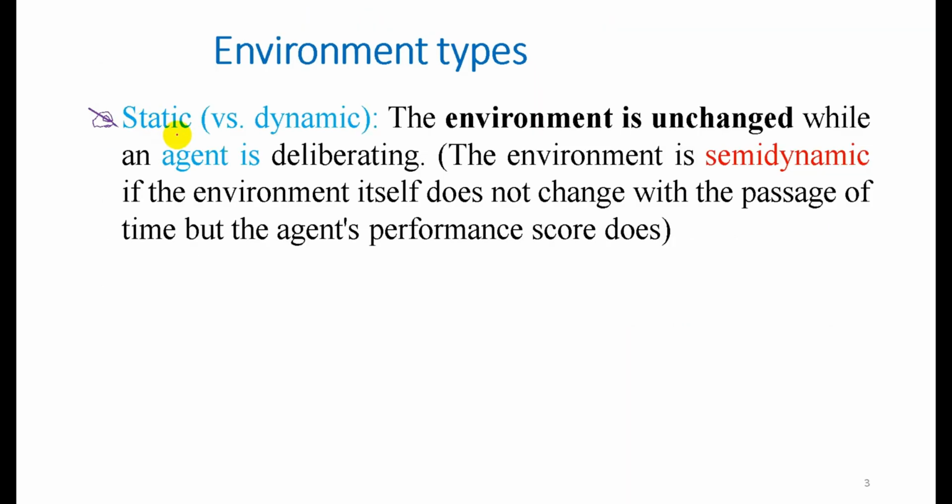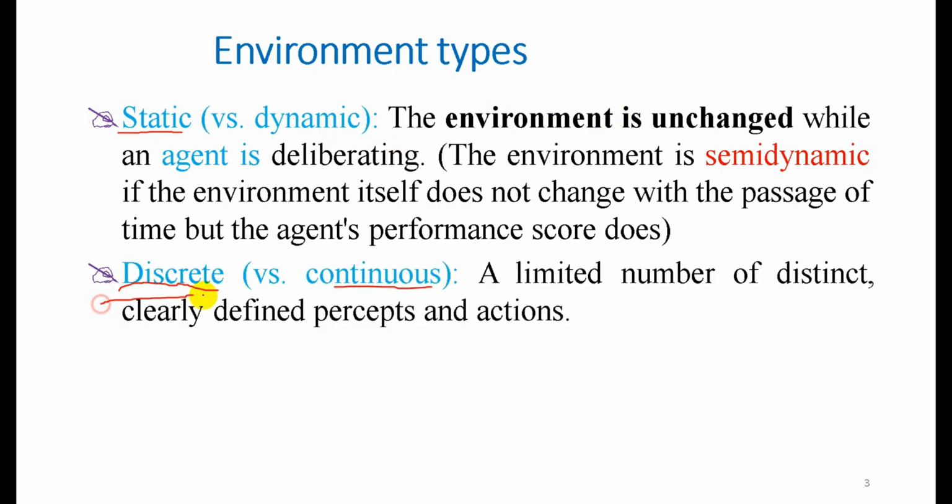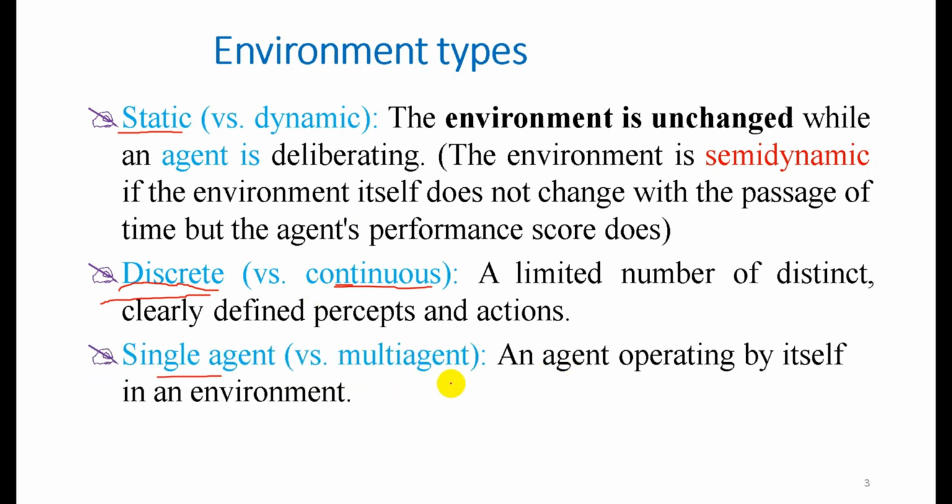The other types of environment are static versus dynamic. As the name indicates, static means the environment is unchanged. Discrete versus continuous: if the agent's action is represented by a number, like 1, 2 or 3, we call it discrete. If it is something we cannot count, we call it continuous. An agent operating by itself in the environment we call single agent. If the agent requires others, we call it multi agent.